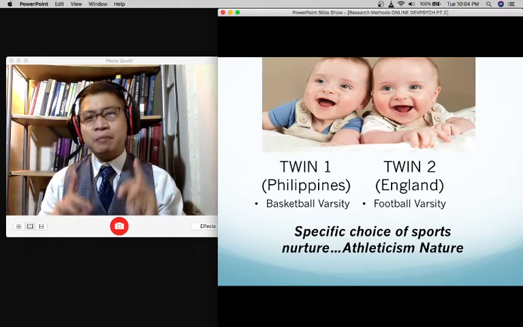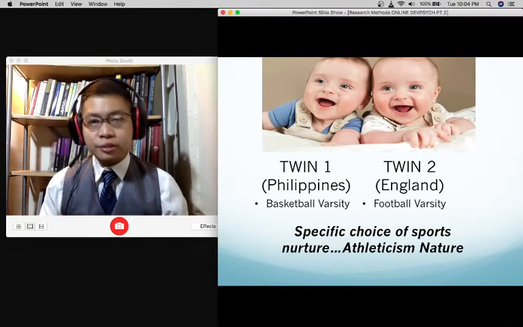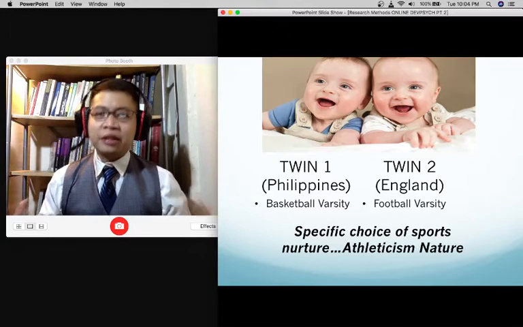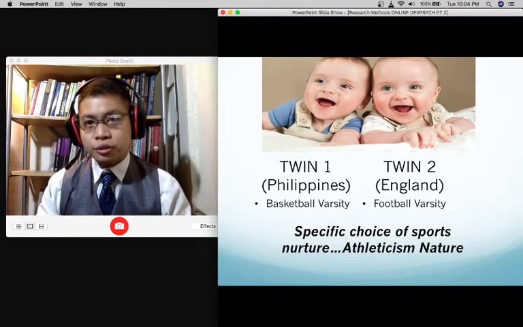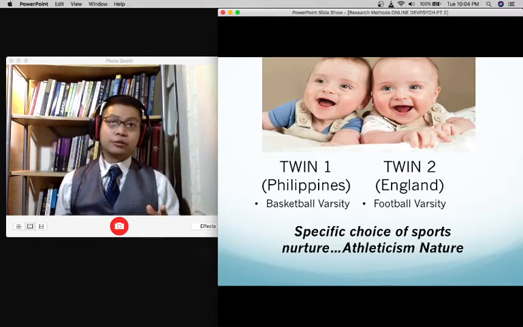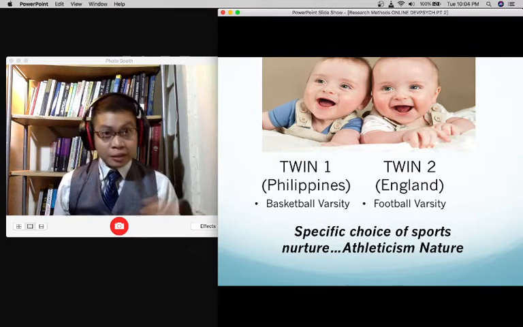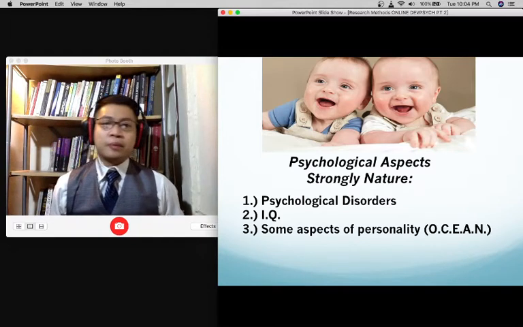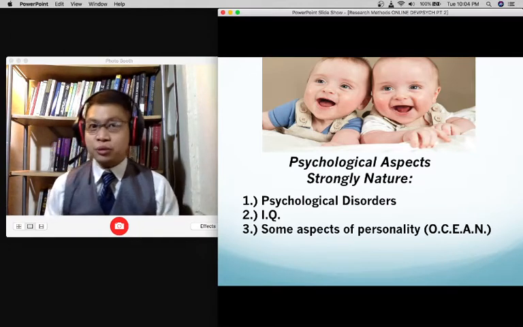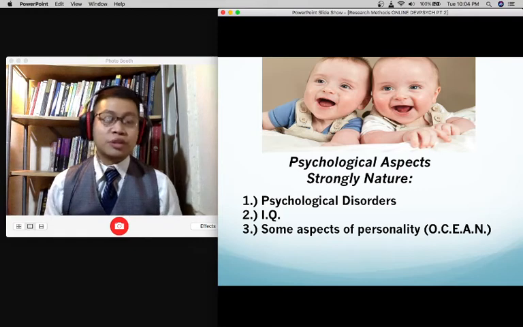But the fact that they became both athletes, we can say that athleticism or the overall interest in sports can be genetics. That's nature. O, diba? I hope you can get the logic of twin studies. Okay? Some other psychological aspects that are strongly nature based on this methodology is psychological disorders.